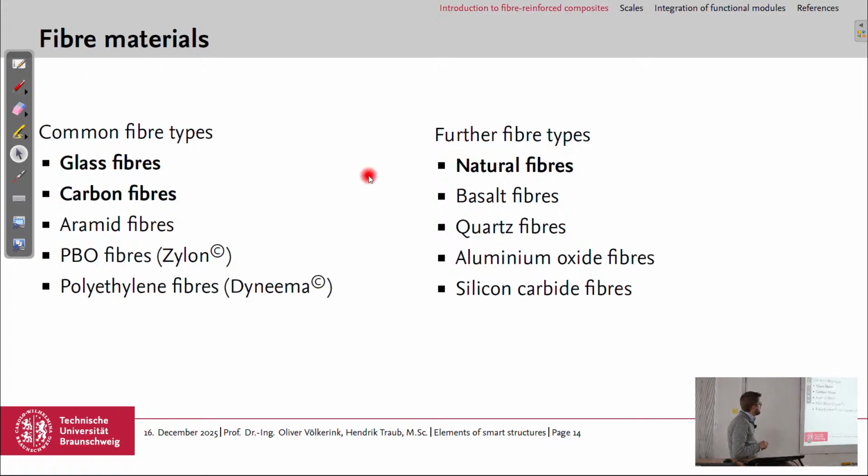So what are common fiber types? We already had glass fibers and carbon fibers. We also have aramid fibers, and some other synthetic fibers like PBO fibers, Zylon is the trade name, or polyethylene fibers called Dyneema. Further fiber types are natural fibers, basalt fibers, quartz fibers, aluminum oxide fibers, or silicon carbide fibers, but they are not that common. I think the most common ones of these are natural fibers, for example from flax, hemp, ramie, jute.